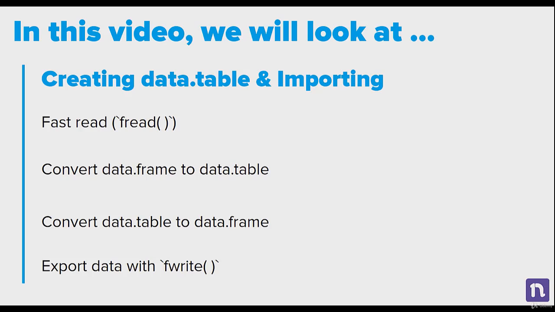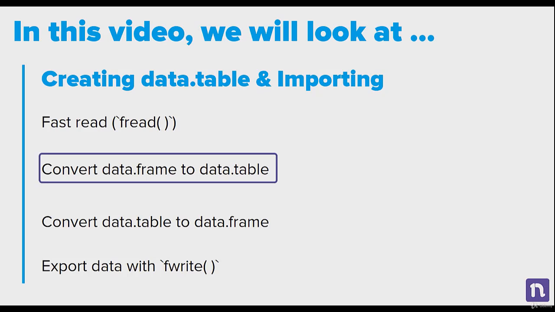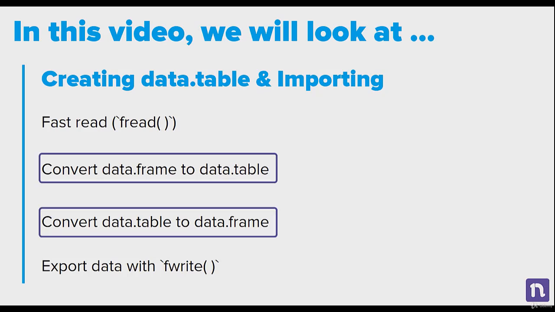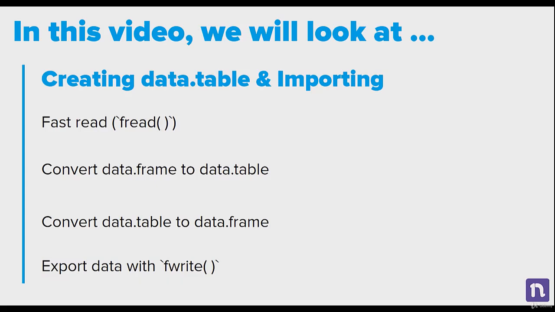Let's get started by understanding how to create a data table from scratch and also how to import data from CSV files to R in the form of a data table. We will also see how to convert a data frame to a data table and vice versa. Finally, how to export to a CSV file or other format using fwrite function. fwrite for fast write. Let's go to the R code.